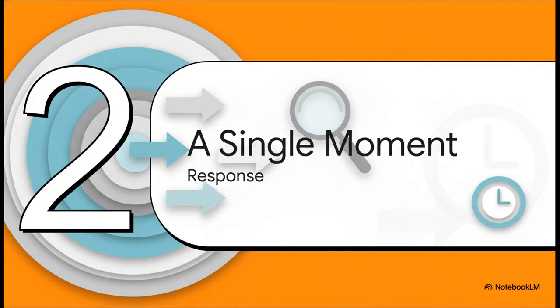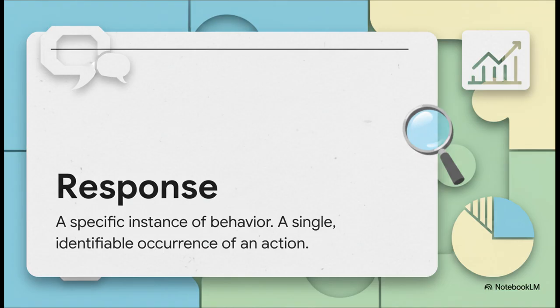Okay, so if behavior is this huge entire universe of actions, how in the world do we study it? Well, we have to zoom in. We have to look at a single moment in time. And this brings us to our next concept, the response. A response is basically one slice of that big behavioral pie. So if the overall behavior is writing, then making a single stroke with a pen is one response. It's a specific individual instance of that broader behavior. This is the unit that we can actually count and measure.